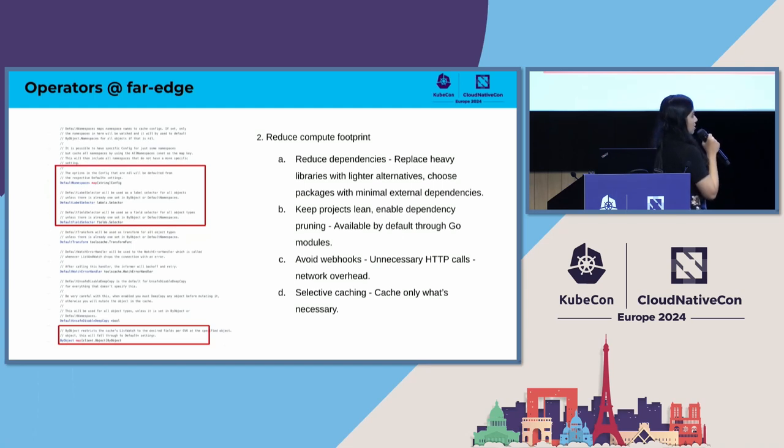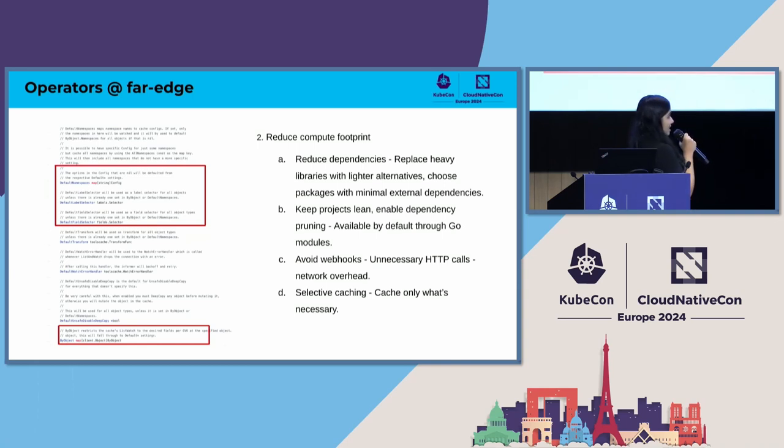The third one is avoiding webhooks. It's better to avoid webhooks because it increases the amount of HTTP calls happening, whether it's to the API server itself. So some of the options instead of using webhooks is basically using CEL, the Common Expression Language, which is being developed intensively by SIG API Machinery, and is one of the ways in which you can validate a particular CRD spec in a better way.